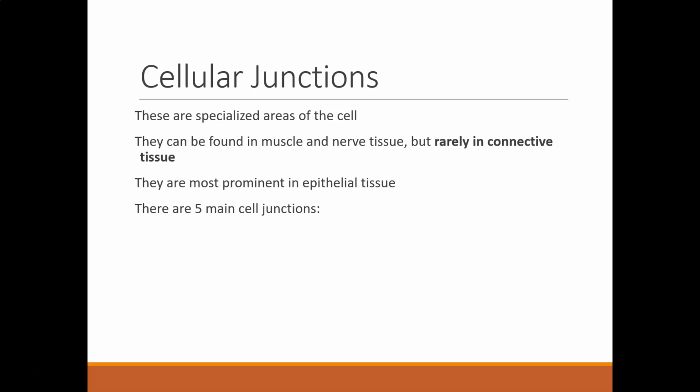These junctions can be found in muscle and nerve tissue, but very rarely do we see cellular junctions in connective tissue. Where they're most common is in epithelial tissue. And there are 5 main cell junctions.